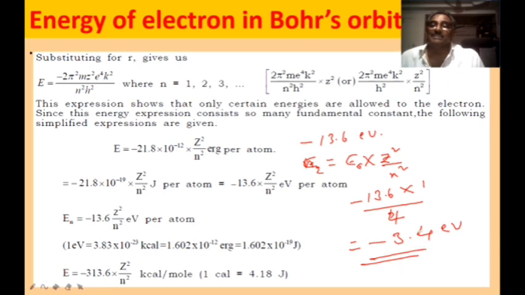Which one is bigger among minus 13.6 and minus 3.4? Minus 3.4 is greater than minus 13.6. That is, the energy of electron in the second orbit is more than the energy of electron in the first orbit. In the same way, by substituting different values for Z, we can calculate the energies of electrons in various orbits in hydrogen-like atoms, that is helium He plus ion or Li2 plus ion.